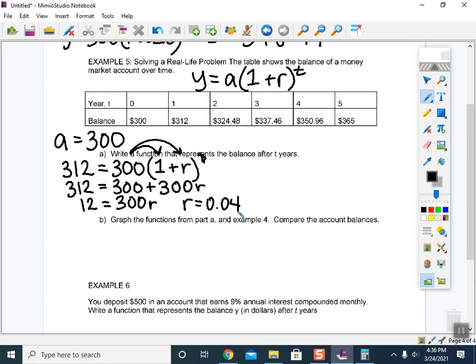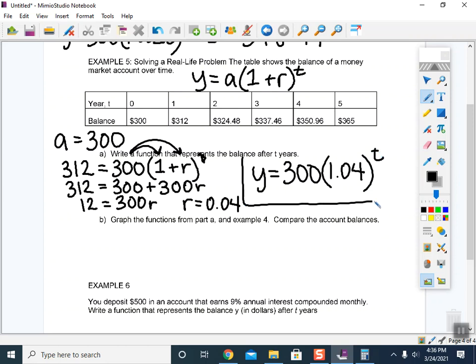I am not done, however, because what this is asking me to do is write a function. So now I need to use this rate and plug it back into my equation. So I have y equals 300, and then 1 plus r is going to be 1.04 raised to the t. And that's it. Here is the function for our table. Hope that wasn't too bad.